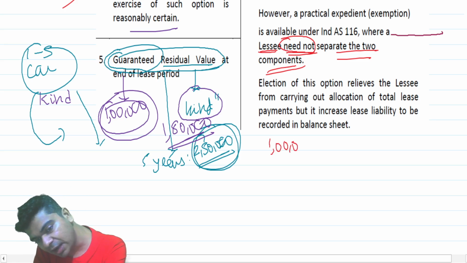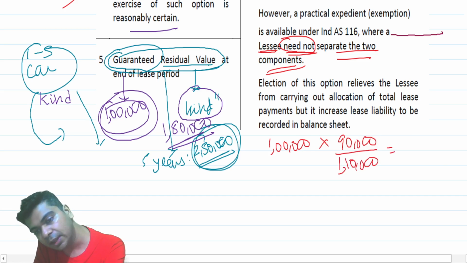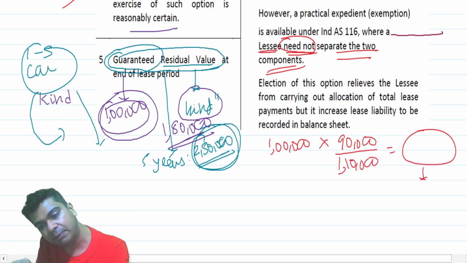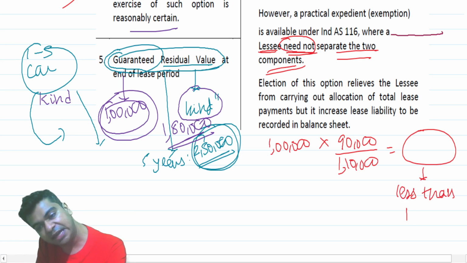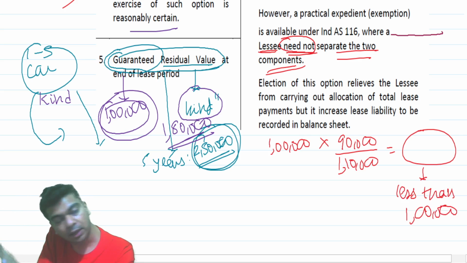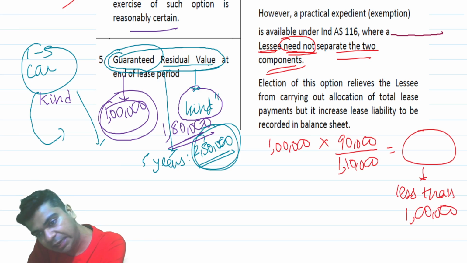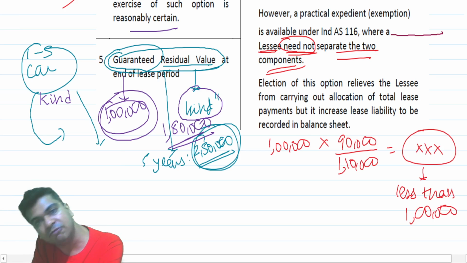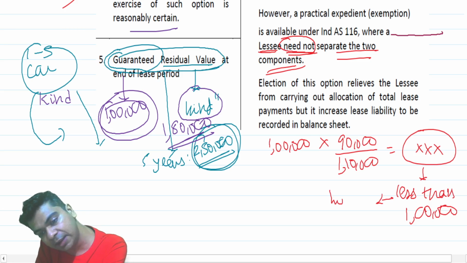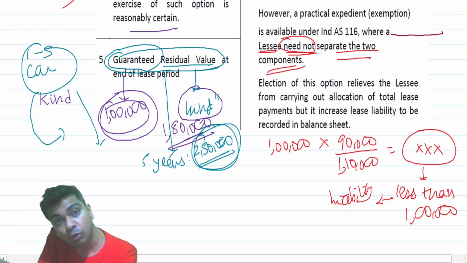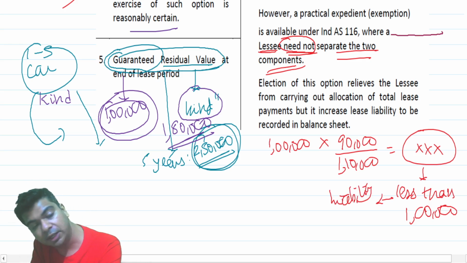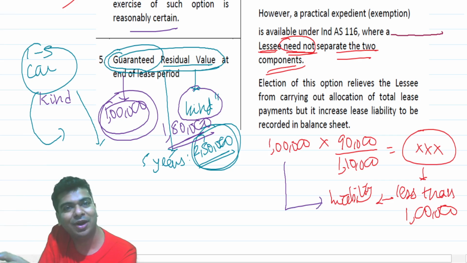I was taking my 1 lakh, multiplying this by 90,000 and dividing this by 1 lakh 10,000. Okay. This amount that I will get, whatever it is, I don't want the exact amount, but I know one thing. It will be less than 1 lakh. Okay. It will be less than 1 lakh because 1 lakh is getting bifurcated. How much for asset? How much for maintenance? So 1 lakh was getting bifurcated. So this amount was going to be less than 1 lakh. And then this will be included in my liability. So an amount less than 1 lakh was to be included in the liability. When you do not do any bifurcation, entire 1 lakh will get included in the liability.